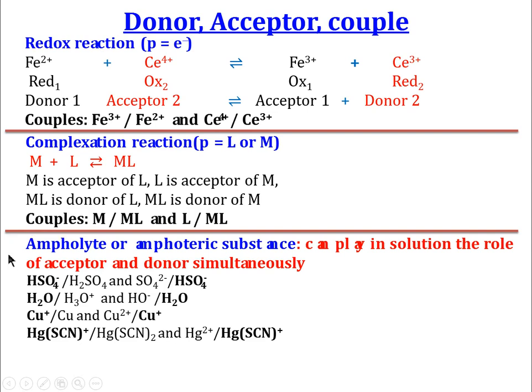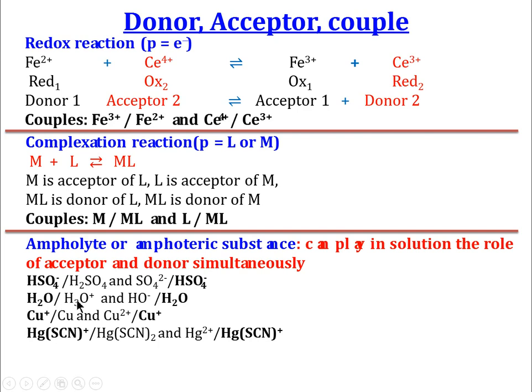What is the definition of an ampholyte or amphoteric substance? It is a substance that can play the role of donor and acceptor at the same time. For example, consider these two couples: H2SO4/HSO4- and HSO4-/SO4 2-. In the first, HSO4- is acceptor. In the second couple, HSO4- is donor. So HSO4- can play the role of acceptor or donor at the same time, so HSO4- is called an ampholyte.